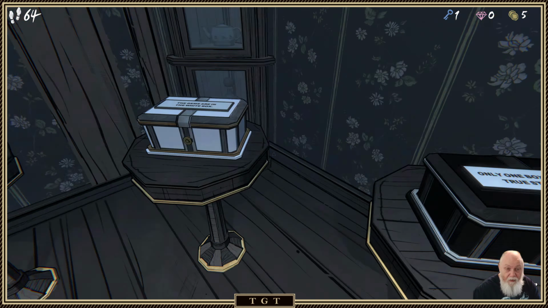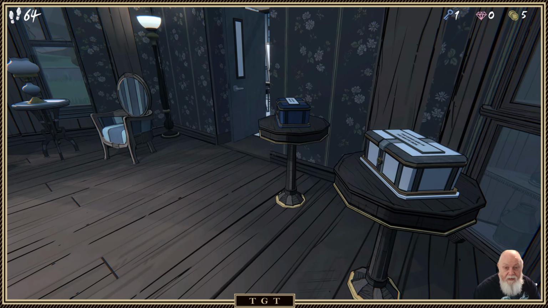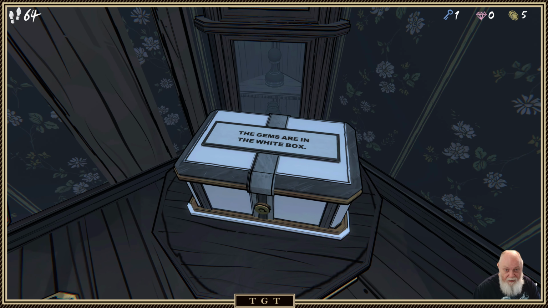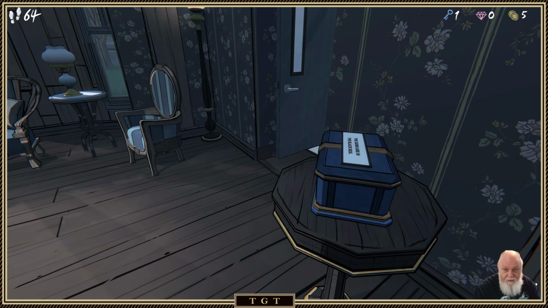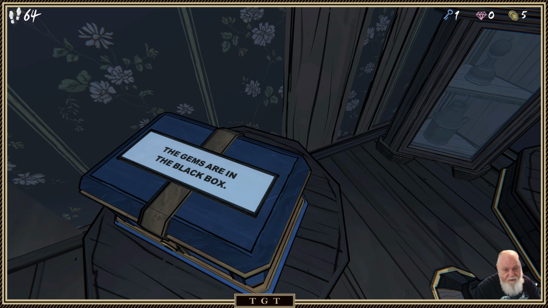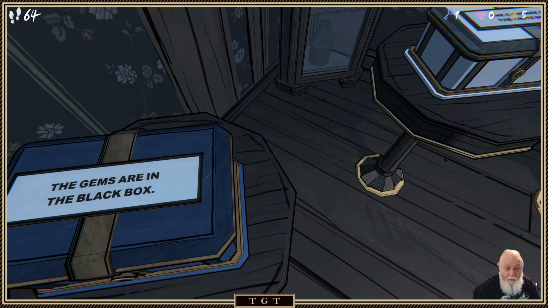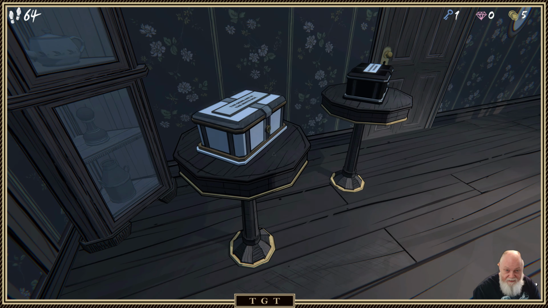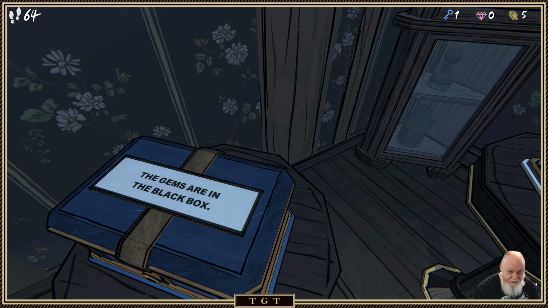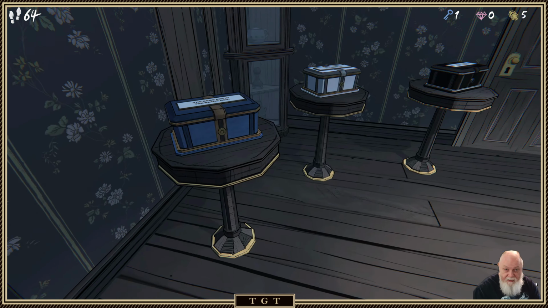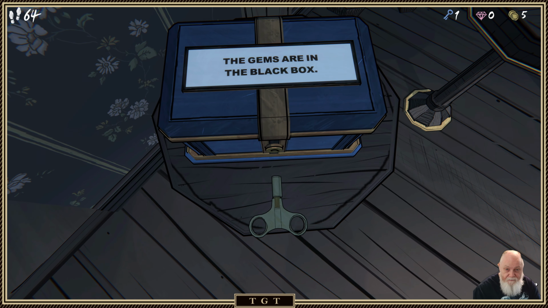So if those are both false, then this is the only true statement. Only one box displays a true statement, and it is this box right here. This one says the gems are in the white box, and it's false, so the gems are not in the white box. This one says the gems are in the black box, and this has to be false too, so the gems are not in the black box. So therefore, by process of elimination, the gems must be in the blue box.